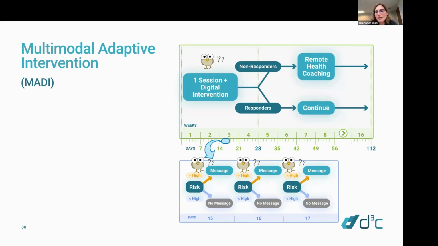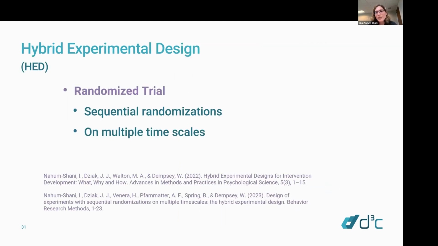But how do I answer this question? You see, to answer this question, as well as other questions that I have about how to construct this METI, we need an experimental design that will allow us to randomize participants sequentially to human-delivered components and to digital components on multiple time scales, slow and fast simultaneously. And this is exactly what hybrid experimental designs do for us.